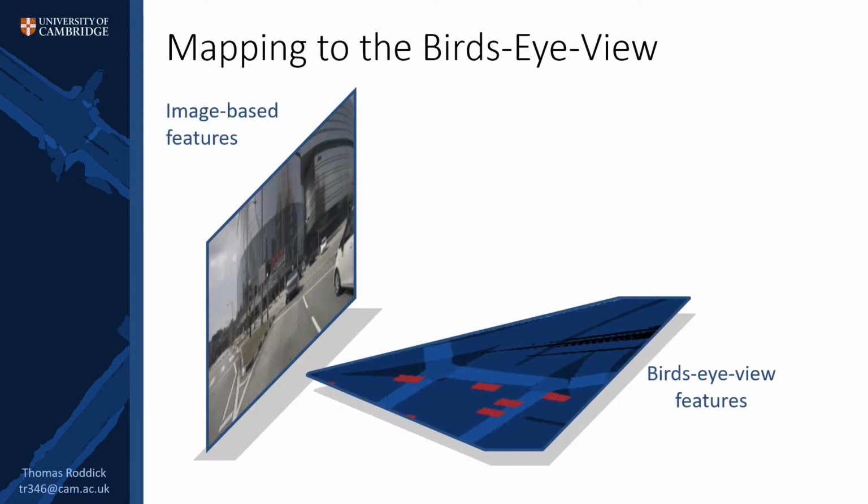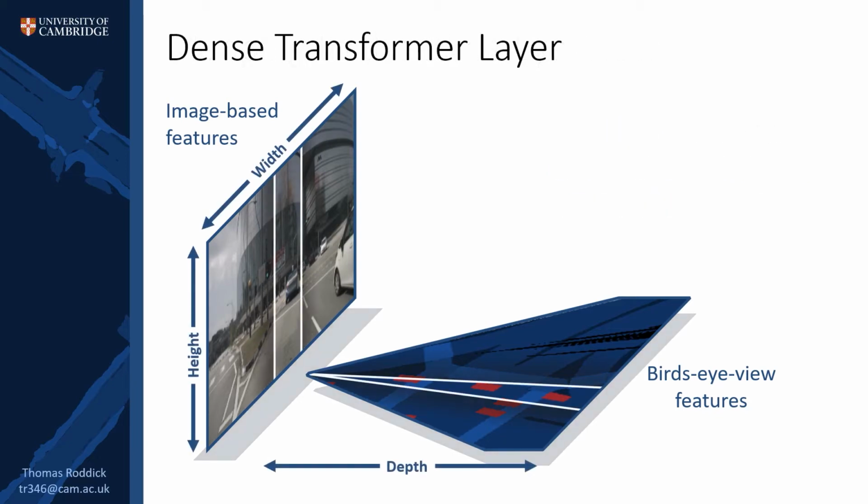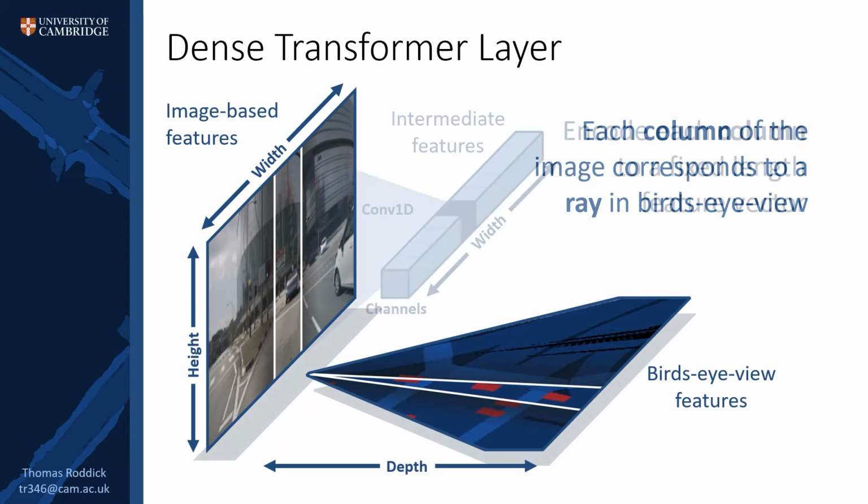The first problem we have to overcome is how can we map information from a perspective image-based coordinate system to an orthographic bird's-eye view map? Our solution, the dense transformer layer, is based on the observation that each column of the image corresponds to a ray in the bird's-eye view space.